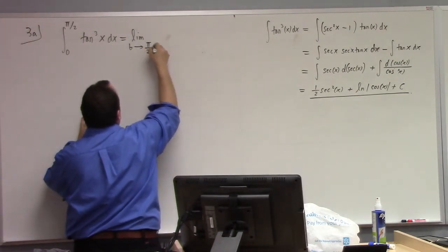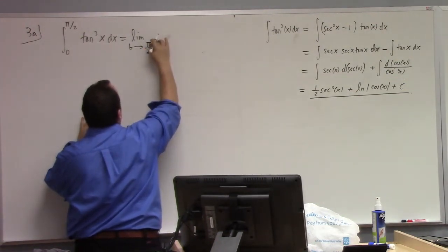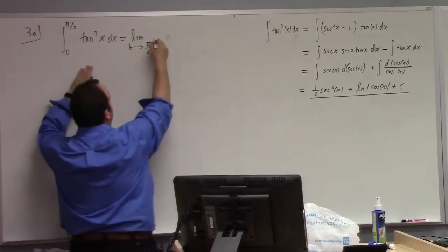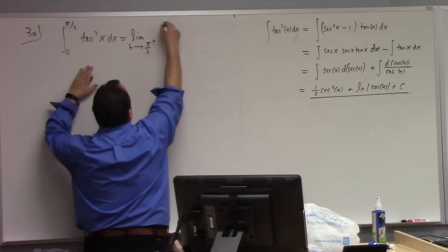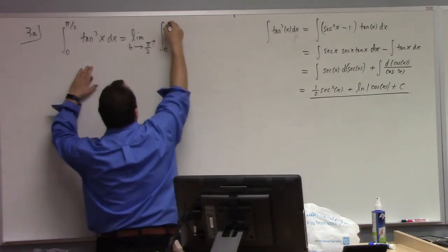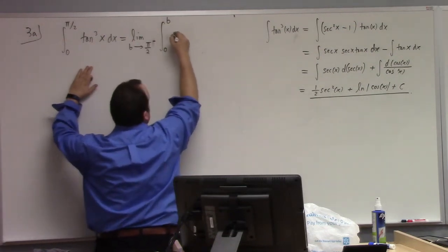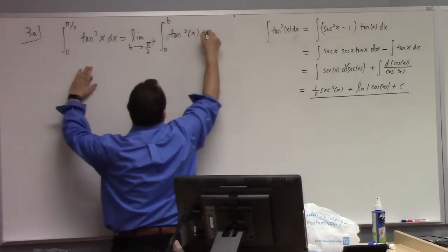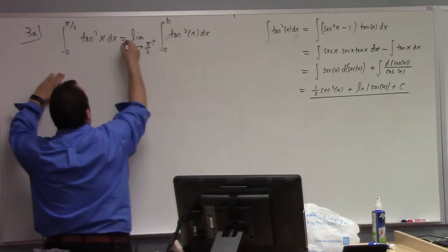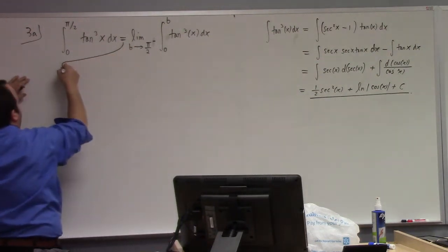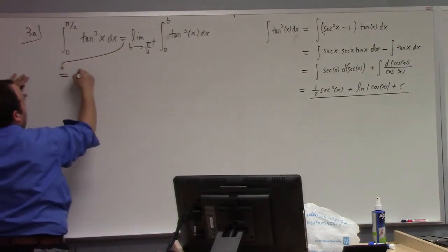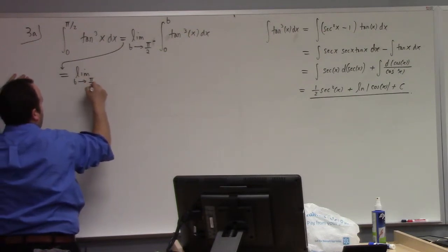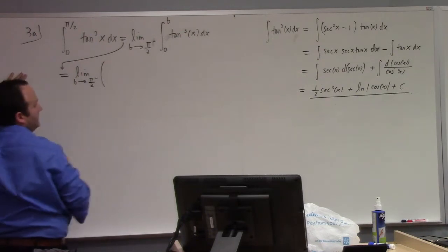Let's see here. Pi over 2 from the what? What direction? From the left, right? We're approaching it from the left. Integral 0 to b of tangent cubed x dx. All right, great. Now I'm going to move over here so I have more board space. We've got the limit as b goes to pi over 2 from the left.